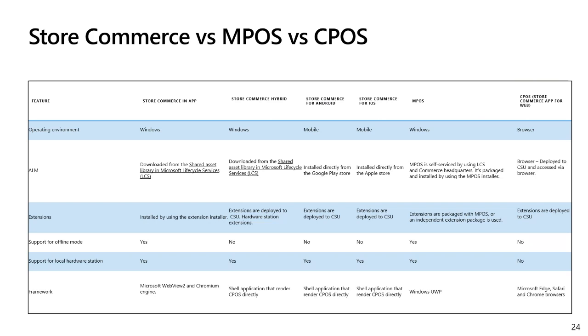So the main difference between MPOS and Store Commerce is that the Store Commerce uses the Chromium engine to render the app.